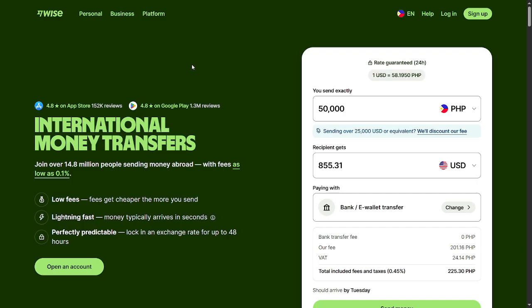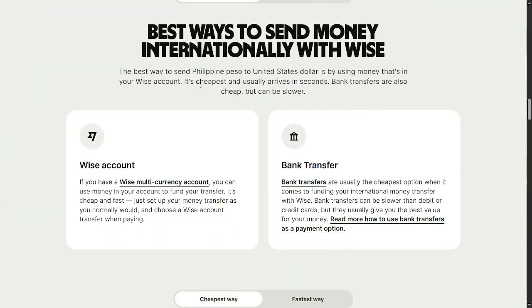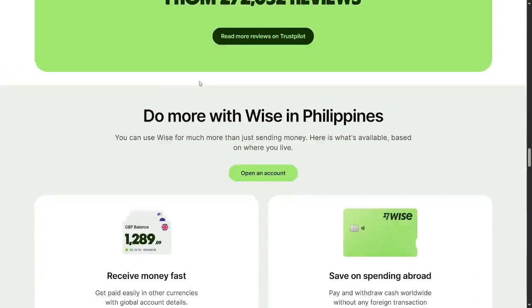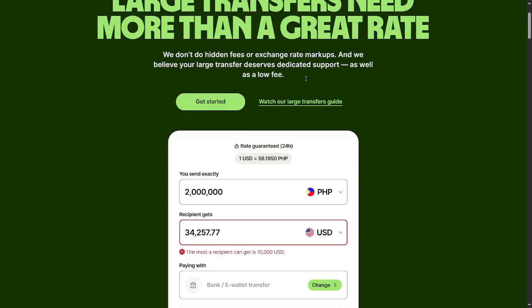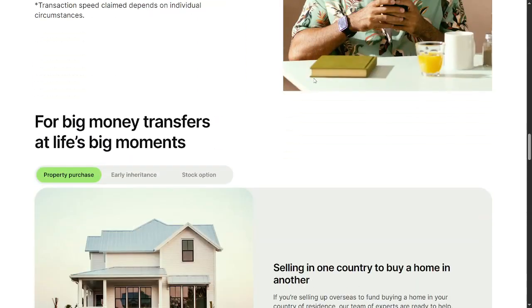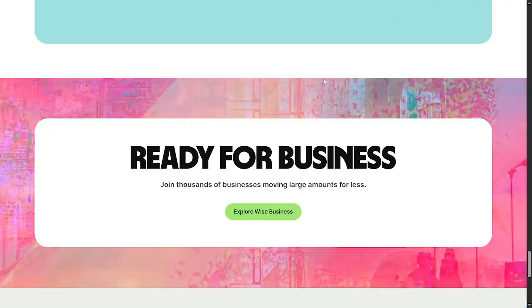Wise is all about transparency. You see the exact mid-market exchange rate every time you send or receive money, and the platform shows the fee before you confirm a transfer. There are no hidden markups or complicated conversion costs. That clarity gives small businesses real control over their finances.